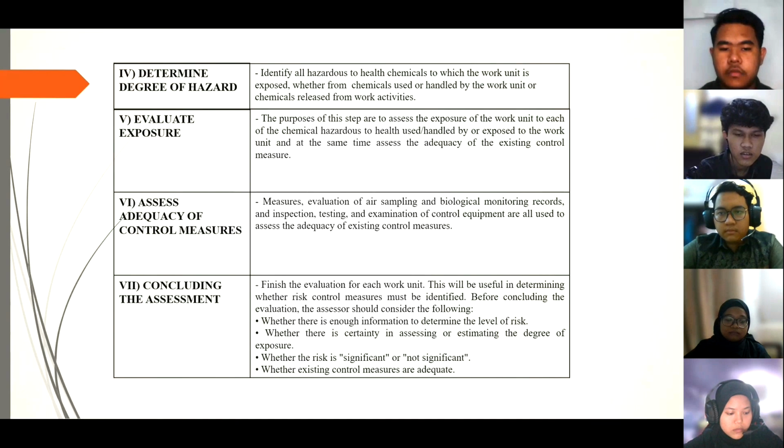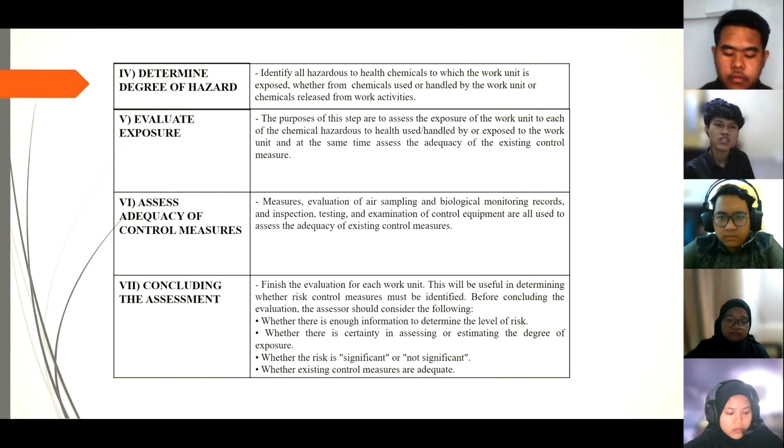So for the next slide, determine degree of hazard. Identify all hazardous to health chemicals to which the work unit is exposed, whether from chemical use or handled by the work unit.